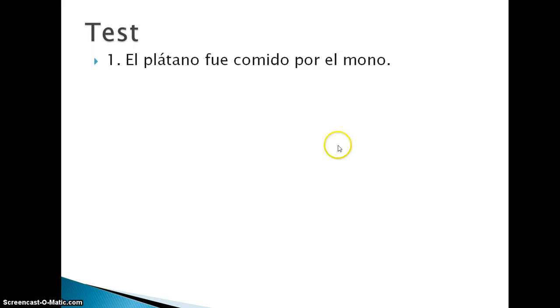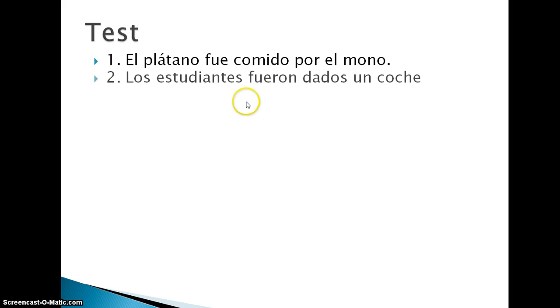Okay, the answers. El plátano fue comido por el mono. Okay, por el mono, by in Spanish. Remember, por is for by. Fue, preterite, O ending because plátano is masculine. Estudiantes fueron, preterite again in the they form. Estudiantes are masculine in this case, could be both feminine and masculine, but we've mixed them so it's masculine. Dados, os on the end because it's masculine plural.